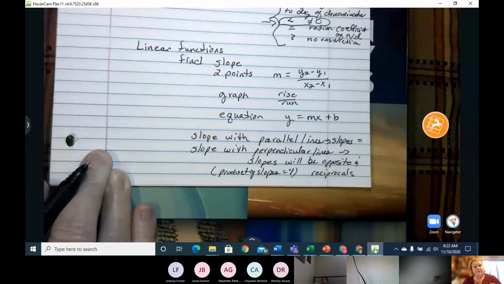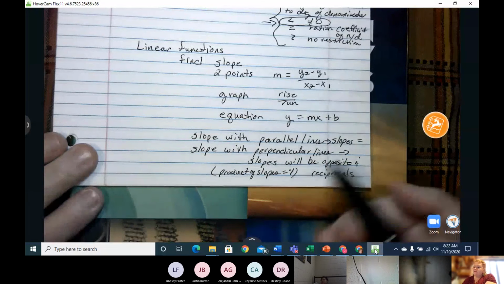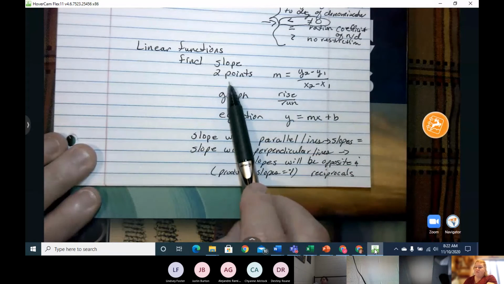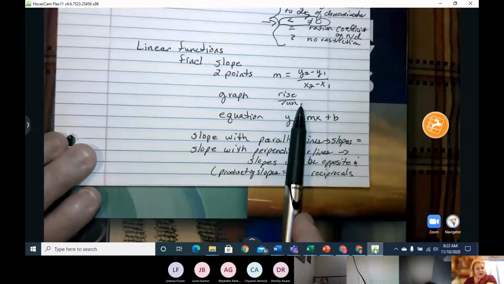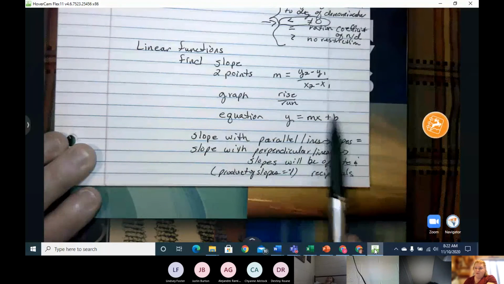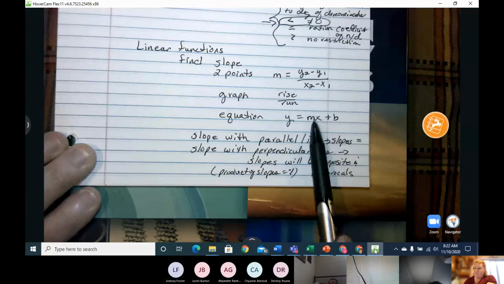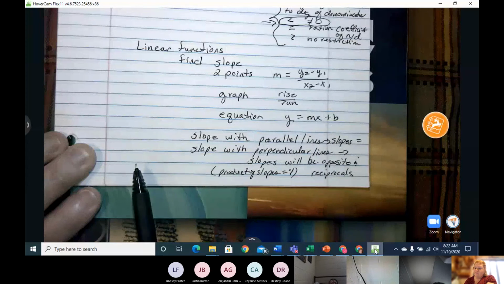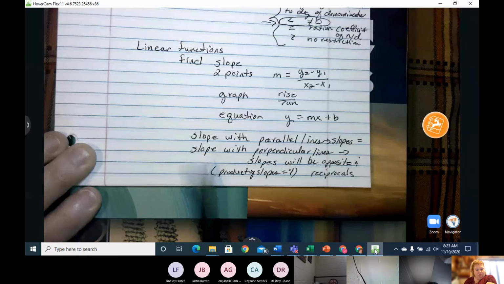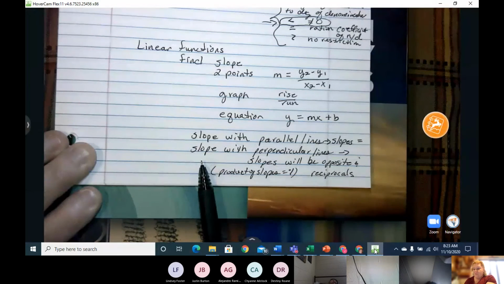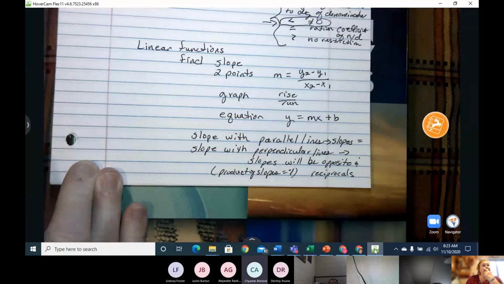So that's one of the first things that you dealt with linear functions, was dealing with slope. So all of these things dealt with slope, being able to find slope from 2 points using the formula, finding slope from a graph, knowing rise over run, finding slope from the equation, solving for y, and knowing slope is the coefficient in front of x, the relationship of slope with parallel lines, the relationship of slope with perpendicular lines being opposite reciprocals, or that the product of the two slopes will give you -1.